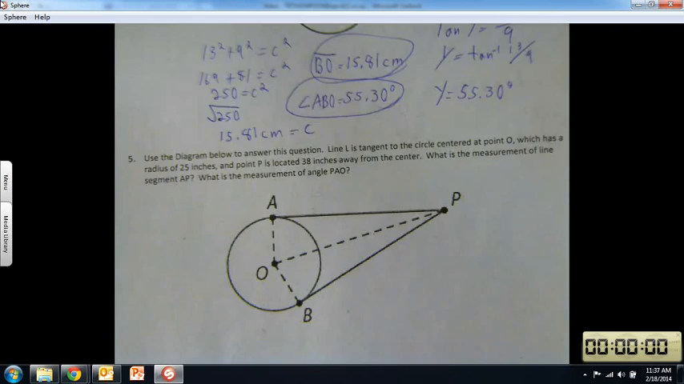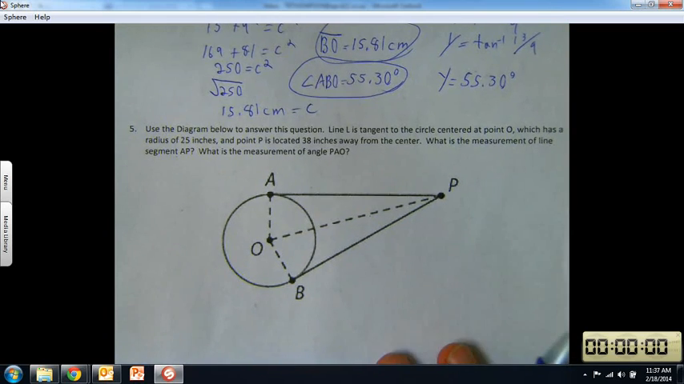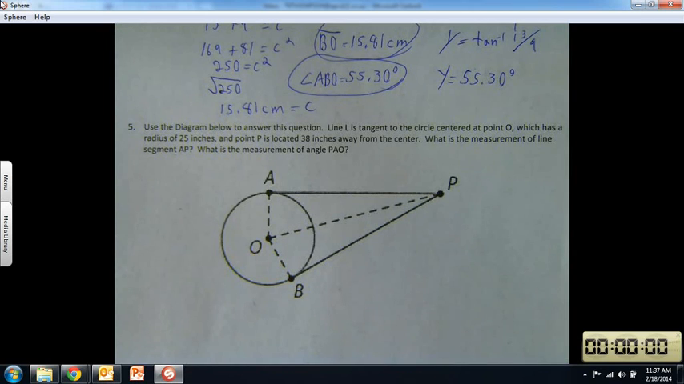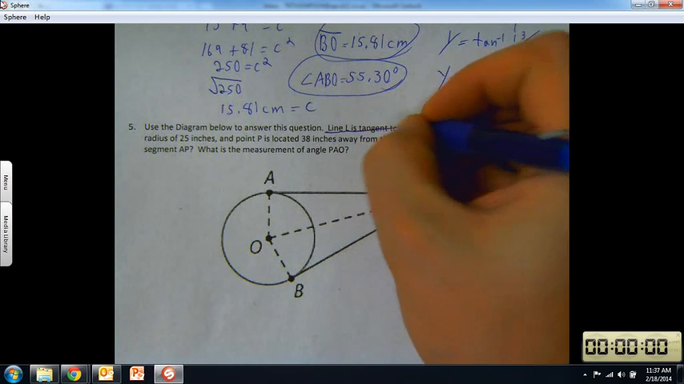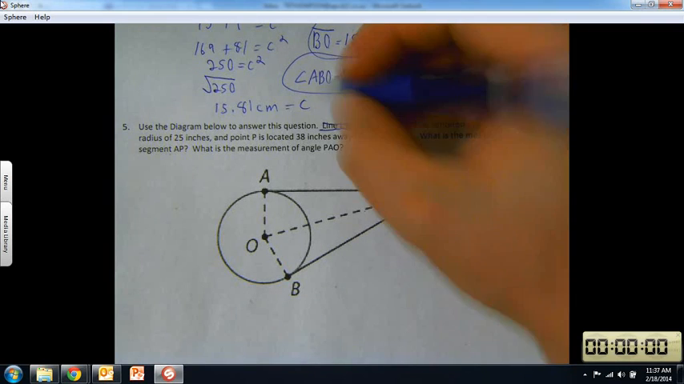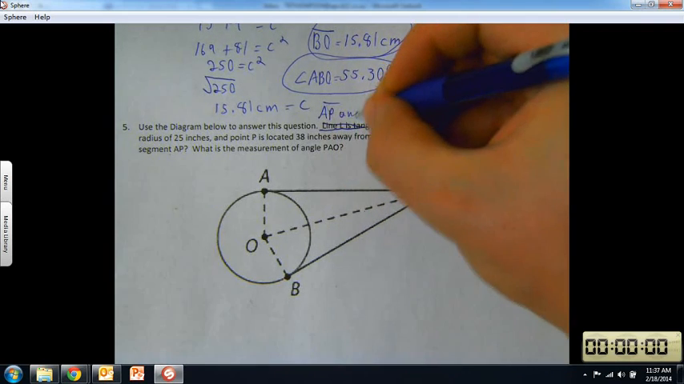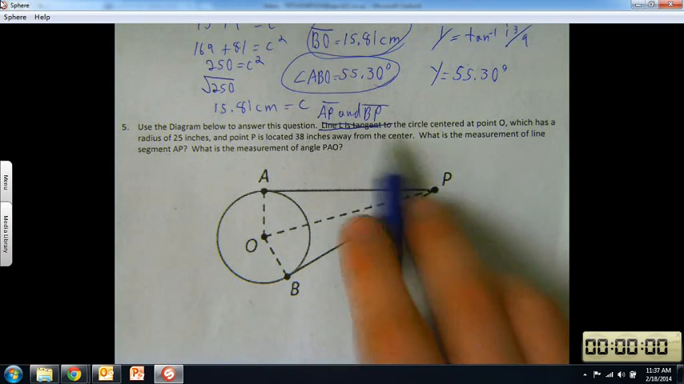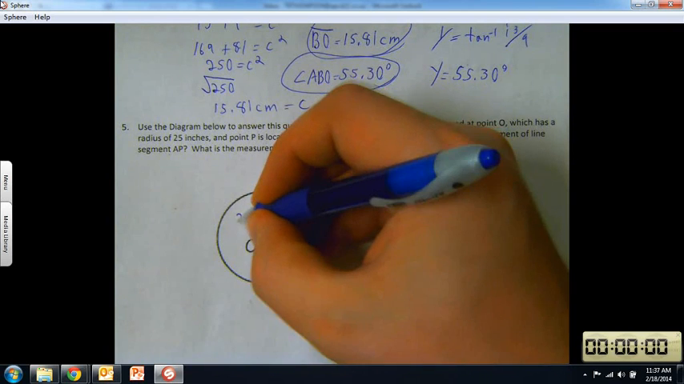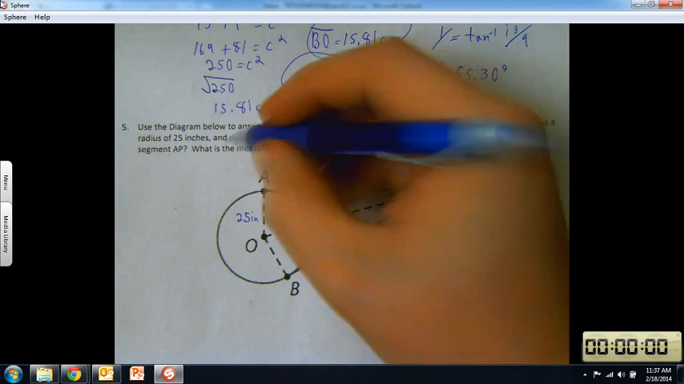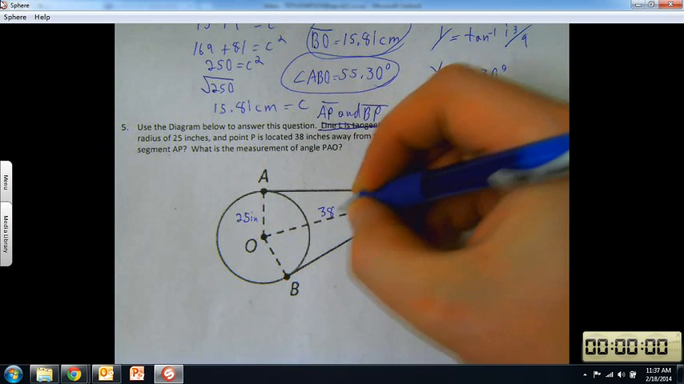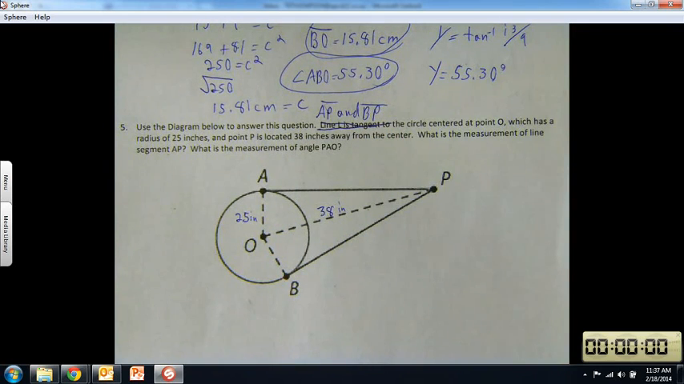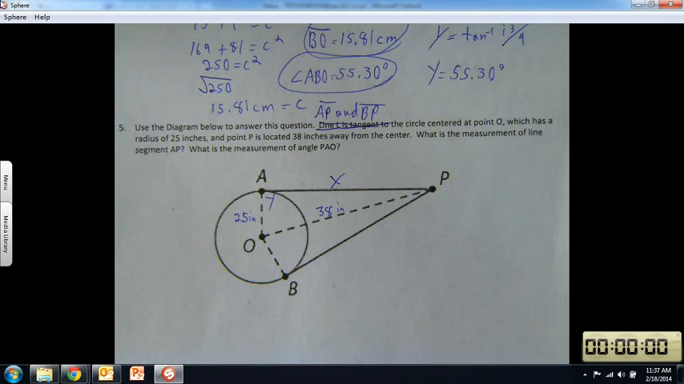Number 5. Use the diagram below to answer the question. Now, there was a typo here, and I explained it in the class. But instead of line L, now we just have AP and BP are tangent to a circle, center at point O, which has a radius of 25 inches. I'm going to mark that in. And point P is located 38 inches away from the center. What is the measurement of the line segment AP? What is the measurement of angle PAO? So we have this defined and that defined.